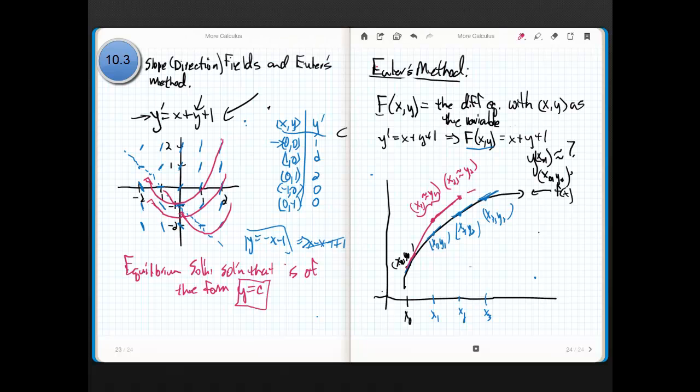So let's see. This is where I don't want to screw this up. Yeah, that's pretty good right there. Booyah. Now this value is going to be x3, comma, approximately y3. So if I'm trying to approximate a value of a solution of a differential equation, I can use this method.